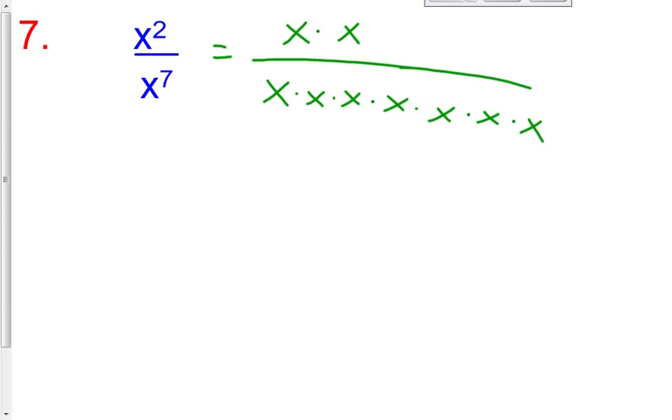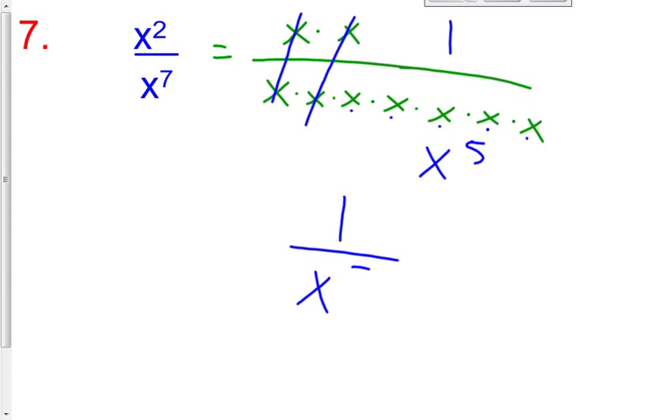Got them all. If you look at this, we could say that anything divided by itself is 1. So x divided by x cancels and it just makes a 1. X divided by x cancels, it just makes 1. So we have 1 in the numerator, and we have 1, 2, 3, 4, 5 x's in the denominator. X times itself 5 times is x raised to the 5th. So my answer is 1 over x to the 5th.